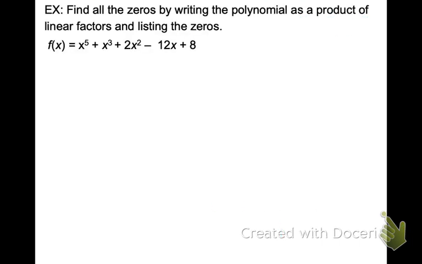That might be it. Okay, now it says find all the zeros by writing your polynomial as a product of linear factors and listing the zeros. Guys, that's exactly what we've been doing. We've been finding all the factors, yes? And then we've been finding all the zeros? Okay, so we have x to the 5th plus 3x to the 5th plus x cubed plus 2x squared minus 12x plus 8. Yes?